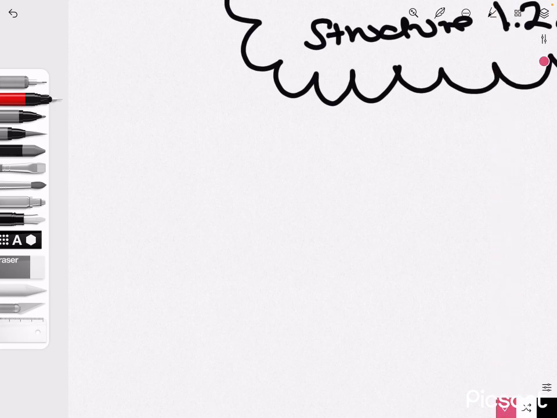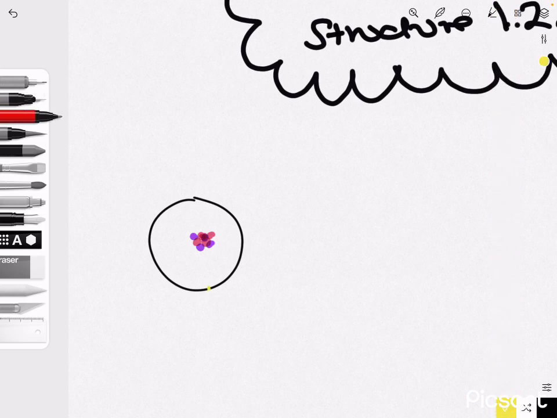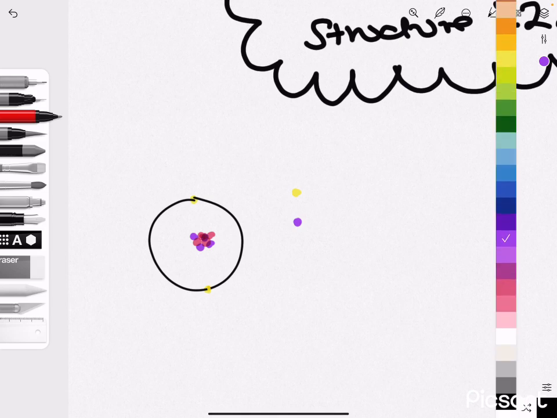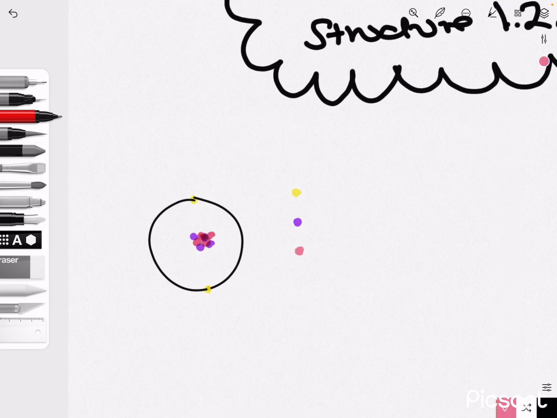So, presumably, we've all seen something that looks a little like this for an atomic structure. Now here, these different dots represent different things, and we're going to get into that right now.